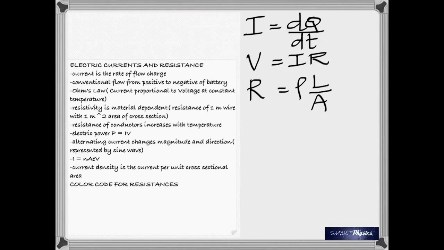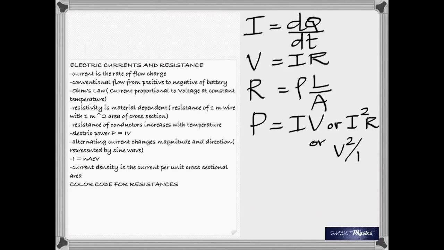Rho is resistivity. L is the length in meters. A is the area in meters squared. Power is IV, or I squared R, or V squared by R. 3 formulas. Use the correct one depending on what stays the same and what changes.